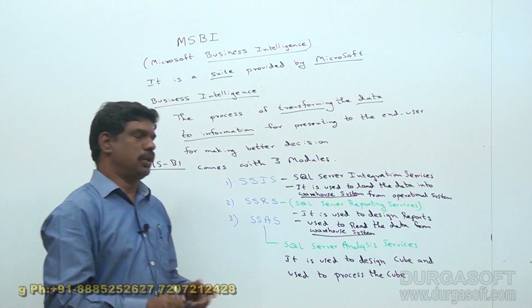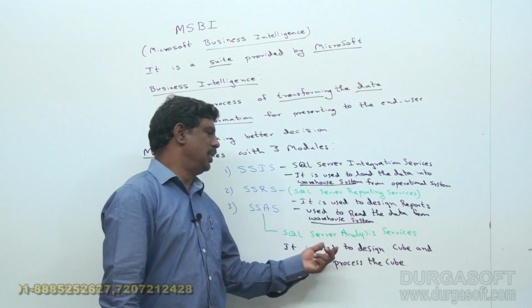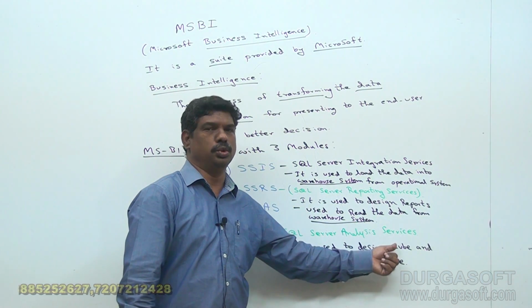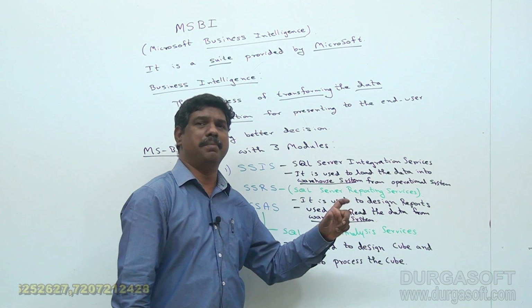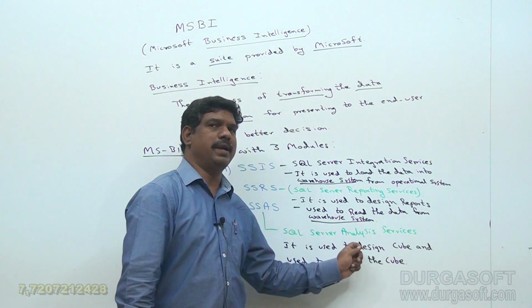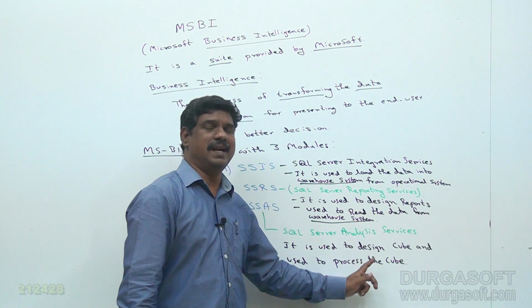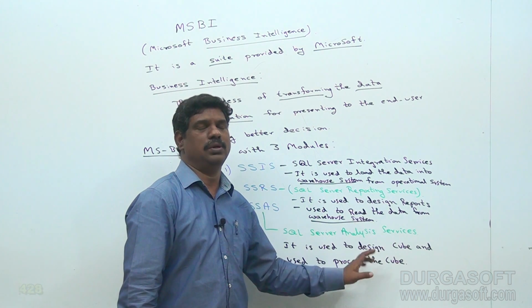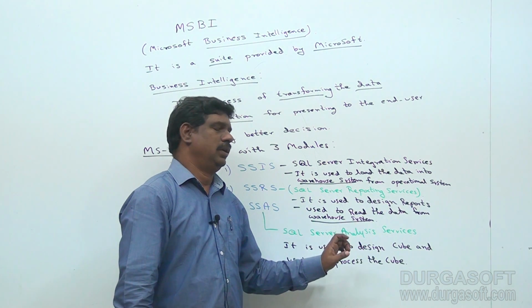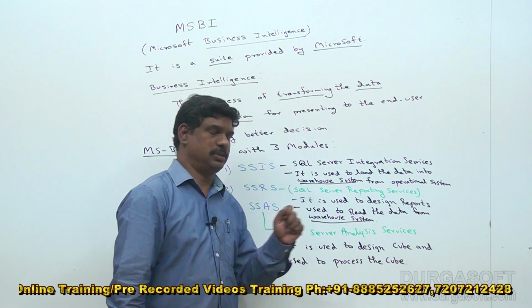So what is the use of SQL Server Analysis Services? It is used to design the cube. Basically it is metadata, and that cube will be put into a database. After that you will process the cube so that the database cube will have data, and this data we will use again for reporting purposes.